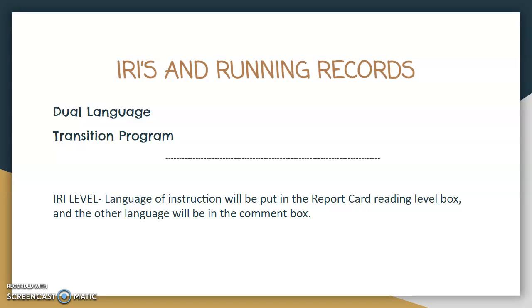For our transition program, those teachers that have students we see are making progress in English, and if you are thinking it can possibly be a student that can transition to take the STAR test in English, we ask that you also test them in both languages so we can start seeing how those students are progressing as well. Again, the IRI levels, the language of instruction will be put in the report card reading level box, and the other language will be in the comment box.